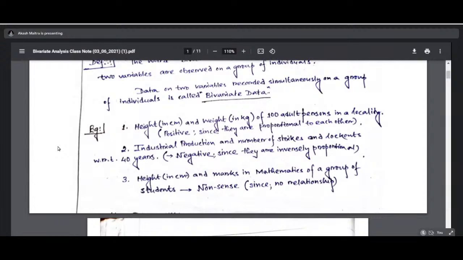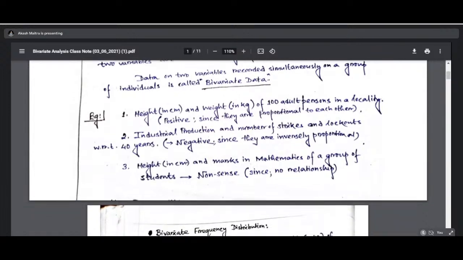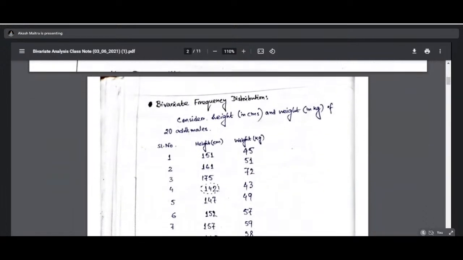But is there any relationship between those factors or those variables? No, there is absolutely no relationship. So these are the three types of example I have written here. In general, I have considered all those types of bivariate data if there is proportional or inversely proportional or there is no relationship. So next I have come to bivariate frequency distribution.